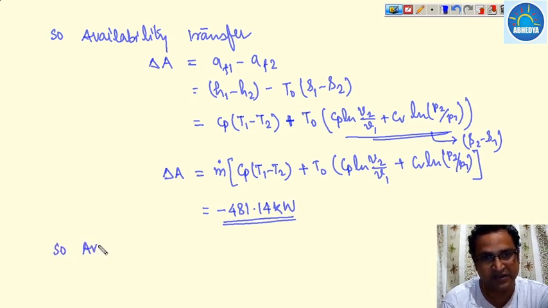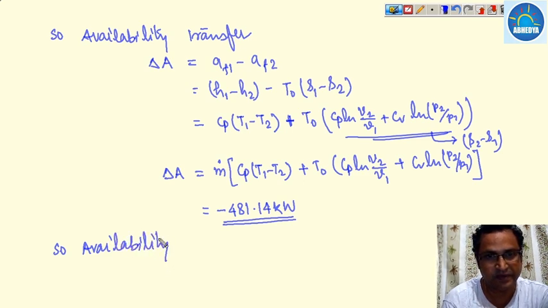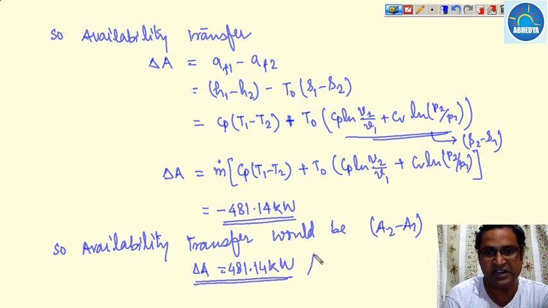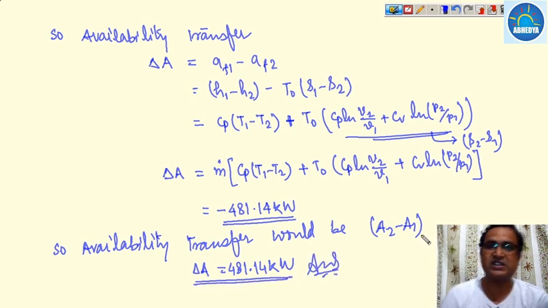So the availability transfer would be AF2 minus A1, and then delta A comes out to be 481.14 kilowatt. So this much of the availability has been transferred. Now we have to calculate what the irreversibility is.